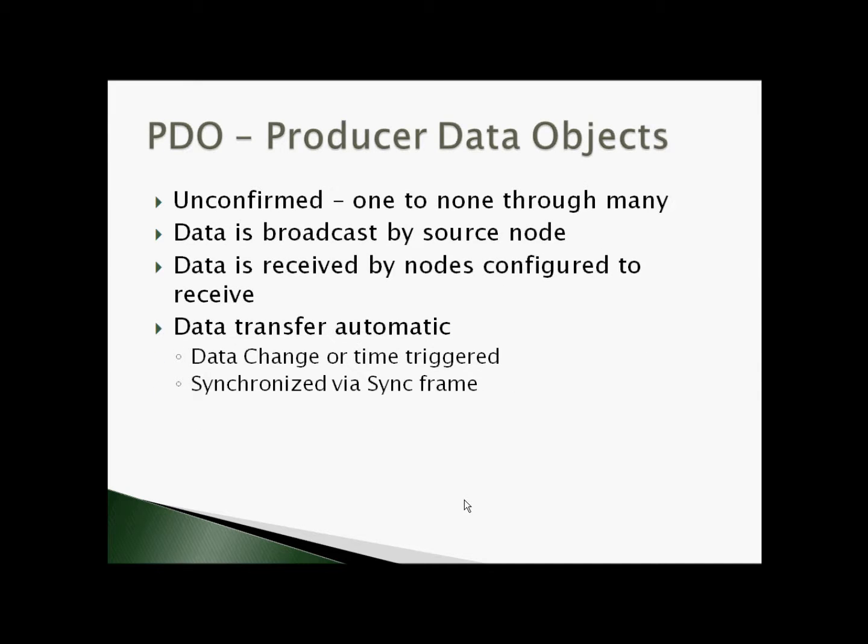Finally, there's producer data objects. These are unconfirmed. They're broadcast from the transmit node, and none to as many as all nodes on the bus can be configured to absorb the data, to consume it in the vernacular they use. Data is broadcast by the source node and is set up to be broadcast on a regular basis, either time-based, based on synchronization, or based on change of the data.